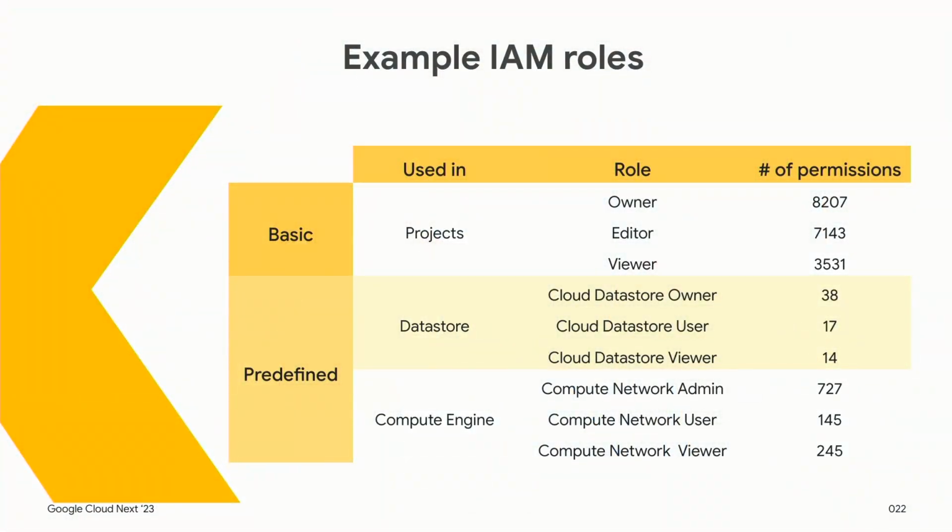So remember how we talked about basic or primitive roles being bad? Well, here's why. Look at the number of permissions. This is why we're saying that you really want to use predefined or custom roles, because look at the number of permissions over here. You're talking thousands: over 8,000, over 7,000, and 3,500, right? But then you look at the predefined roles, way less, way, way less.